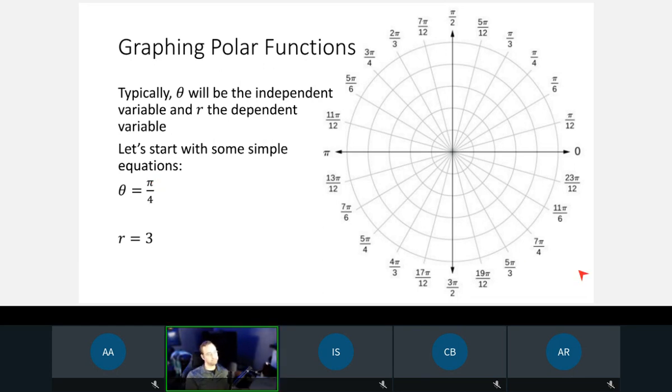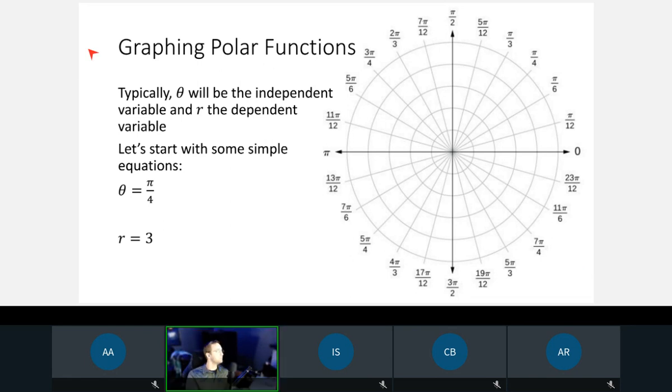Any ideas in chat? Antonio said, draw a line on pi over 4. I'm getting a lot of lines, and you are correct. The reason it's a line is because the angle is pi over 4, but the radius is open. There's no radius restriction. So we could do an infinite number of points on the angle pi over 4, and you would get a straight line.